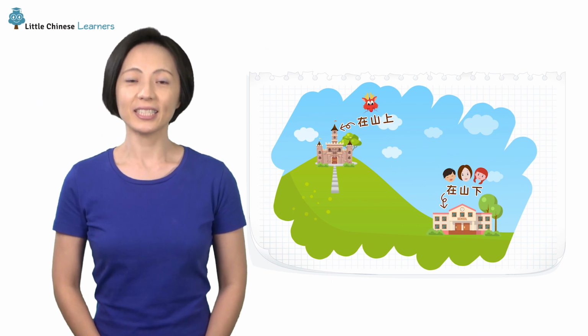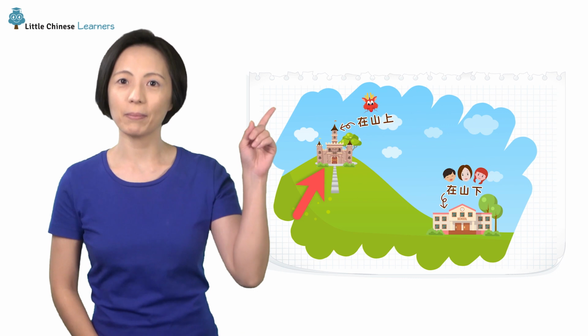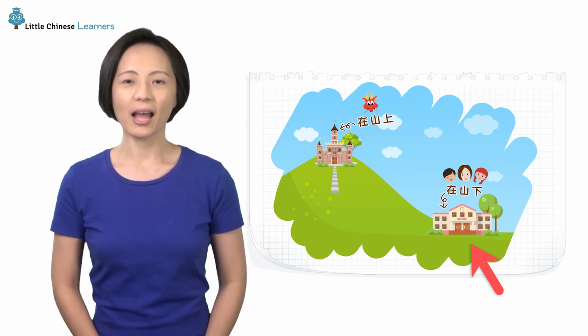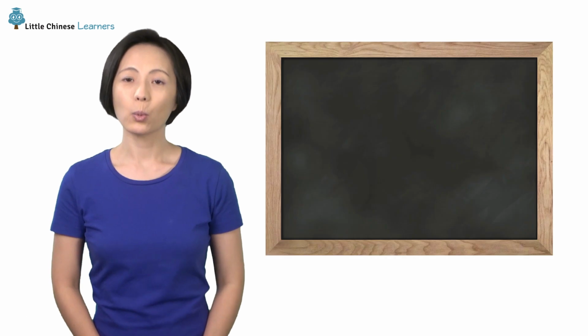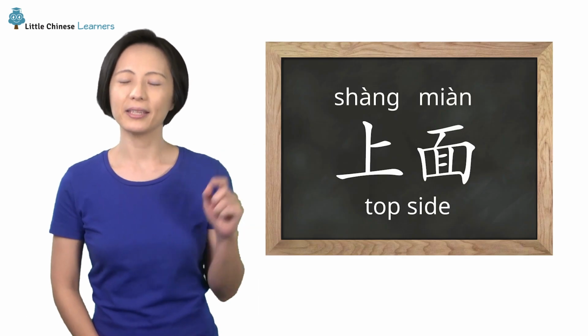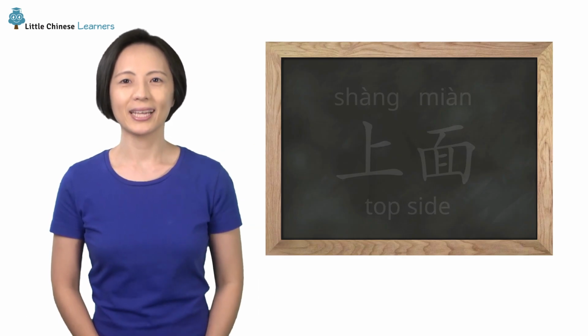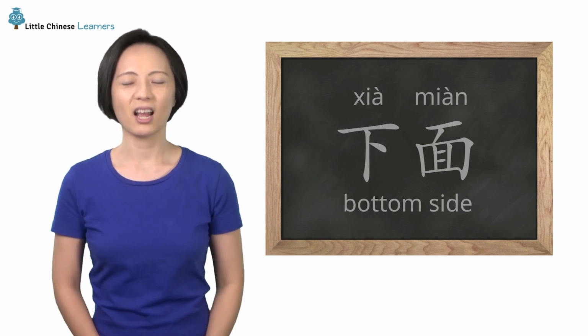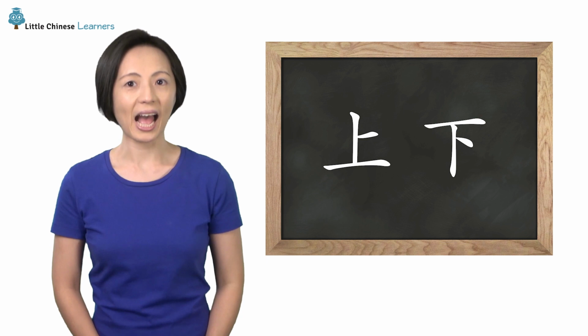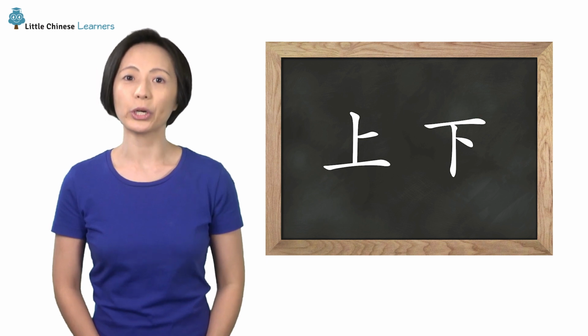In our last lesson, we learned 山上 means the mountaintop, and 山下 means the bottom of the mountain. Today, we learned 上面 means the top side, and 下面 means the bottom side. 上 和下 are very important words, so let's learn to write them.